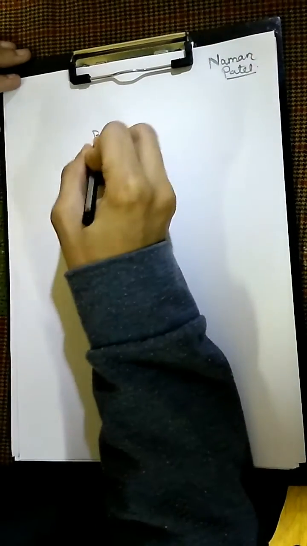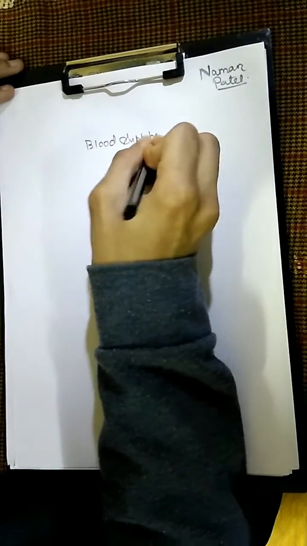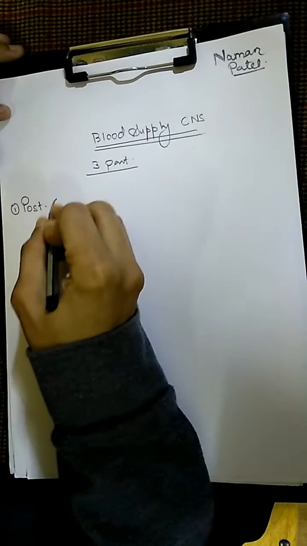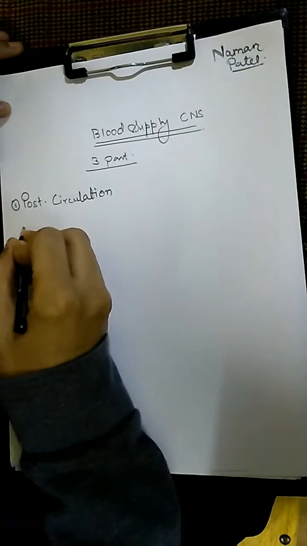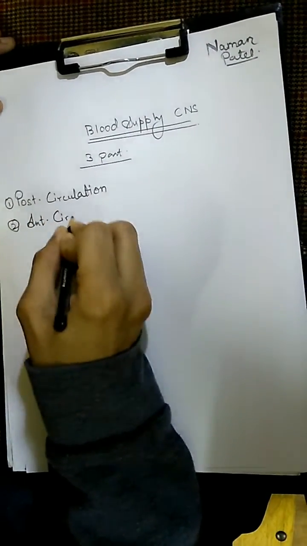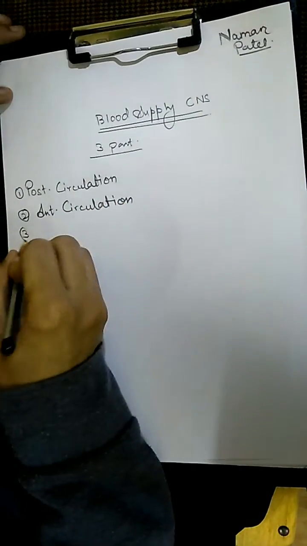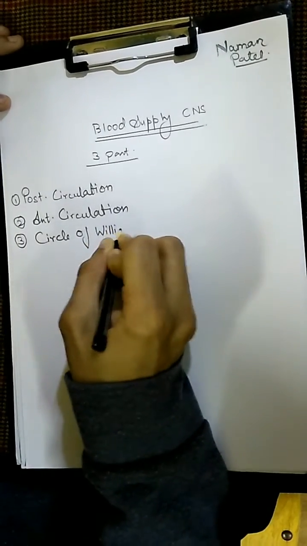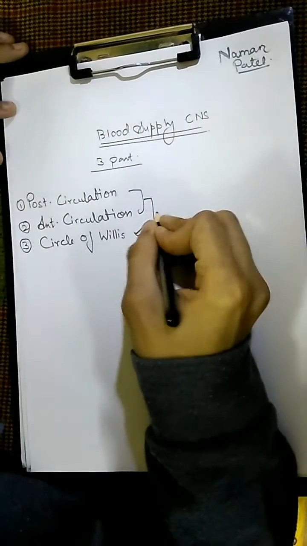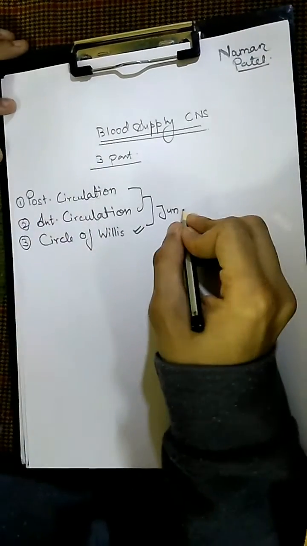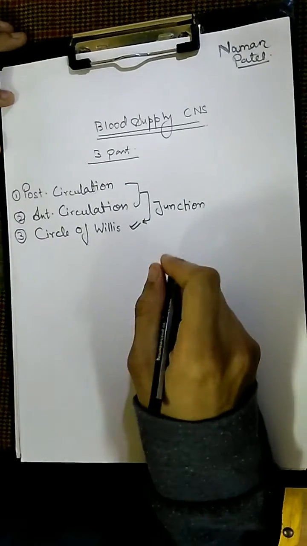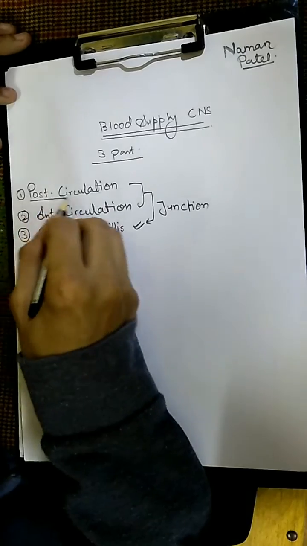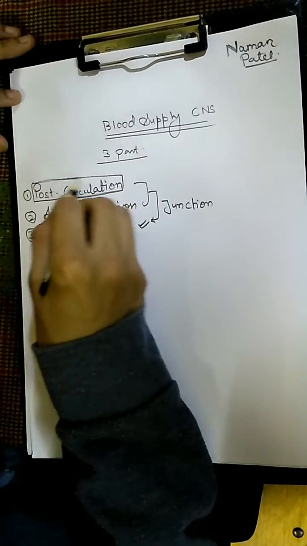Today we are going to discuss the blood supply to the CNS. In the blood supply of the CNS, there are three parts. The first is the posterior circulation, the second is the anterior circulation, and the third is the circle of Willis. It is actually the junction of the anterior and posterior circulation. In this video, we will discuss the posterior circulation of the CNS.